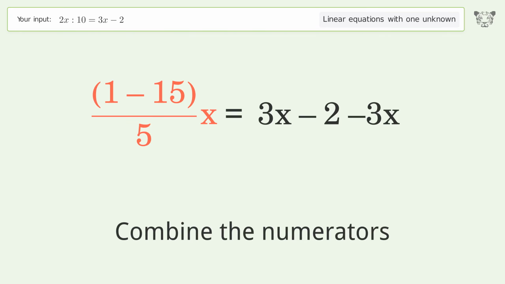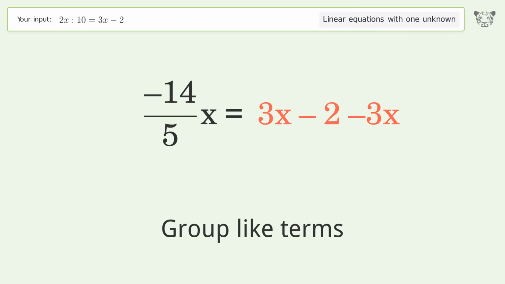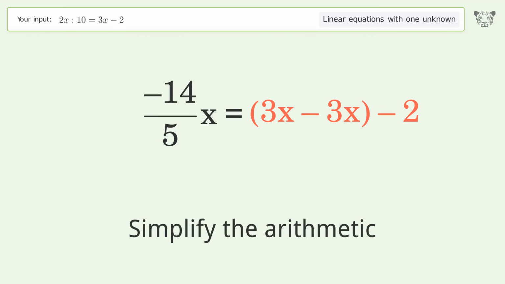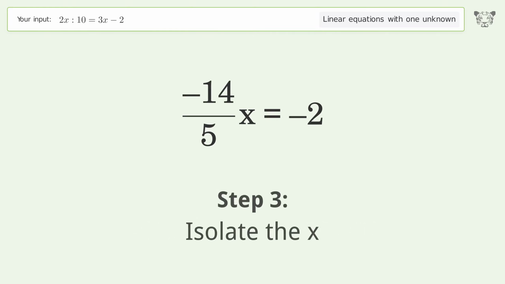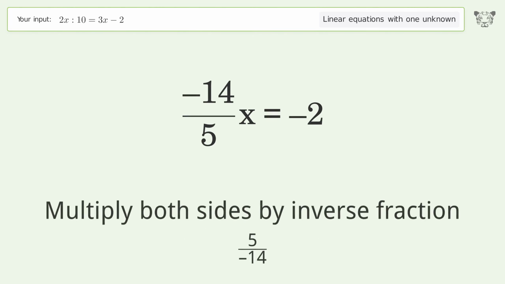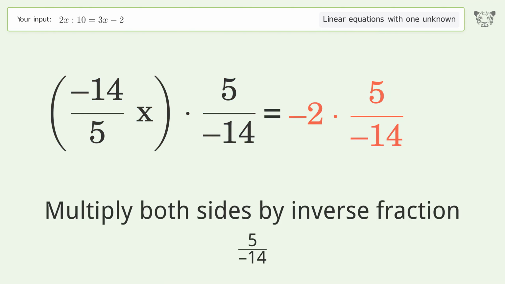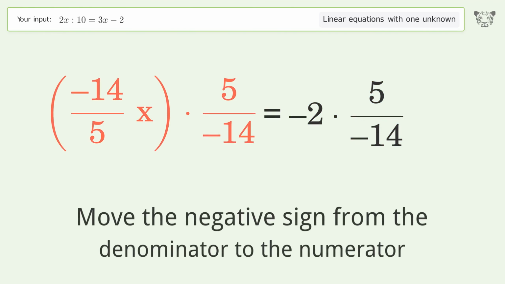Combine the numerators. Group like terms. Simplify the arithmetic. Isolate the x. Multiply both sides by inverse fraction 5/14. Move the negative sign from the denominator to the numerator.